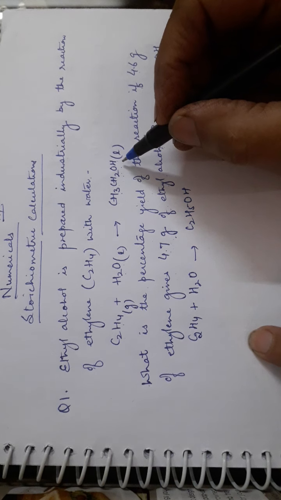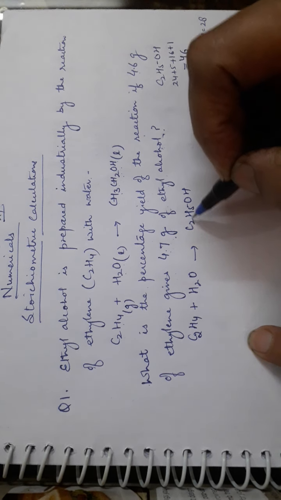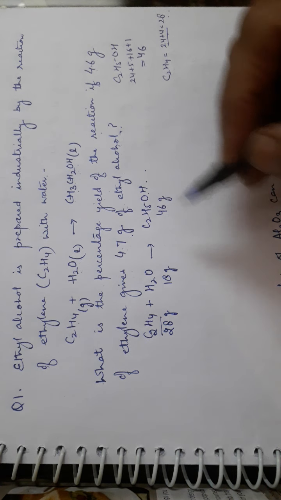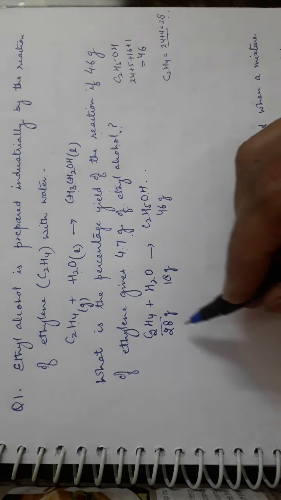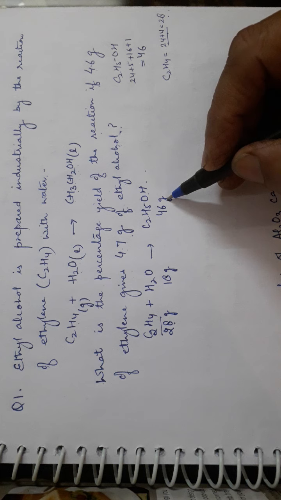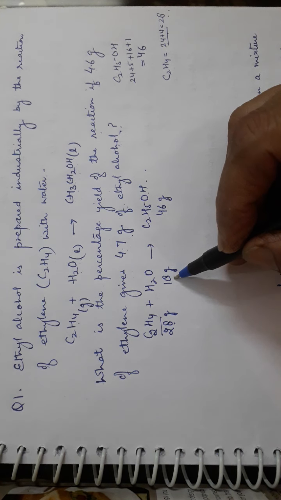I have combined it. I have written the condensed formula C2H5OH, that is ethanol or ethyl alcohol. Now from the basic reaction we come to know the mass of C2H4. C2H4 will be 24 plus 4, that is 28. 28 grams of ethylene is reacting with 18 grams of water, and as per the reaction it is producing 46 grams of ethyl alcohol. 28 gram of ethylene is producing 46 gram of ethanol by reacting with 18 grams of water.